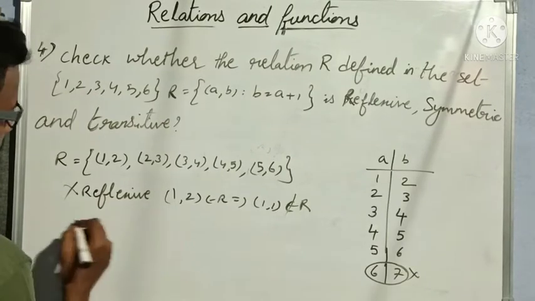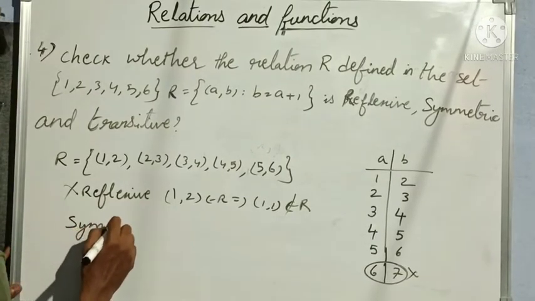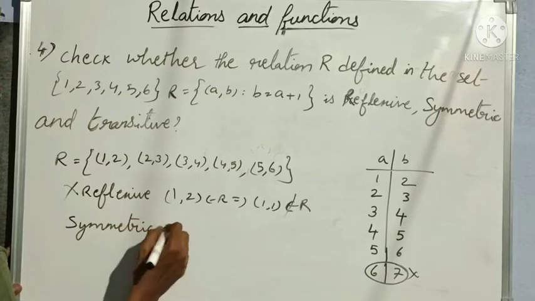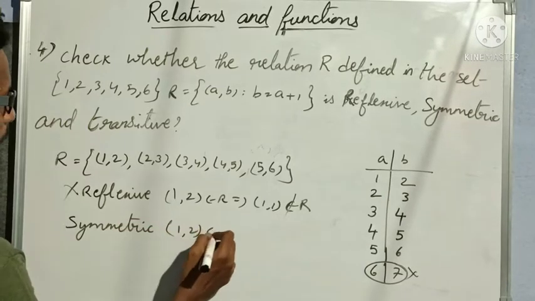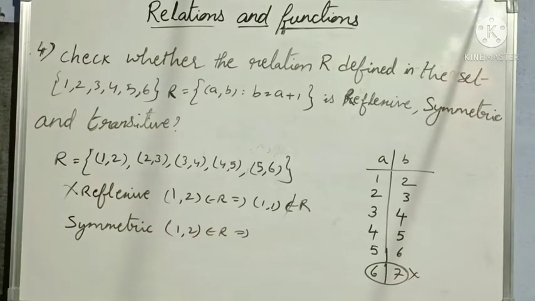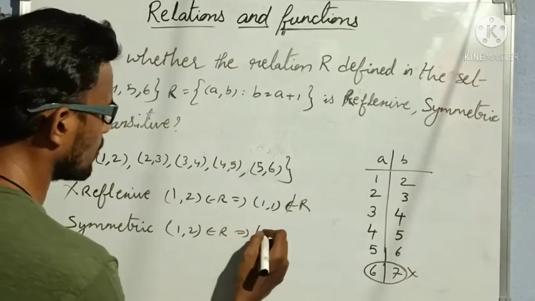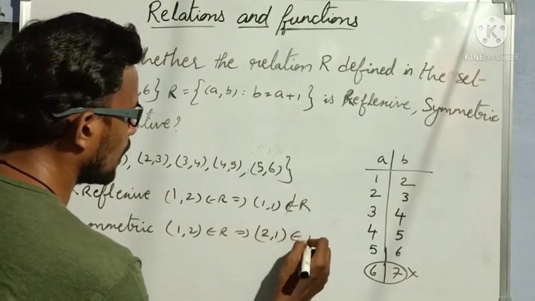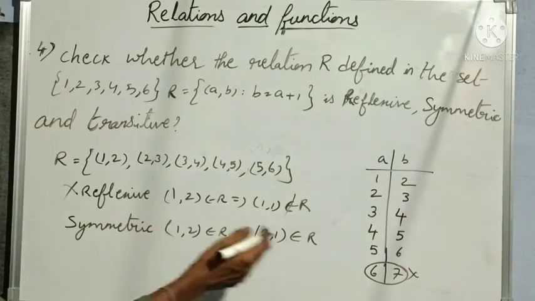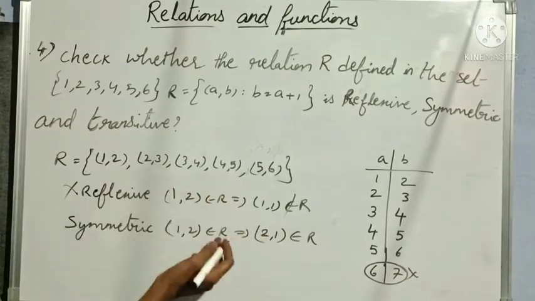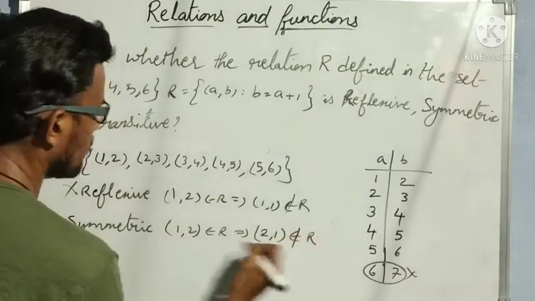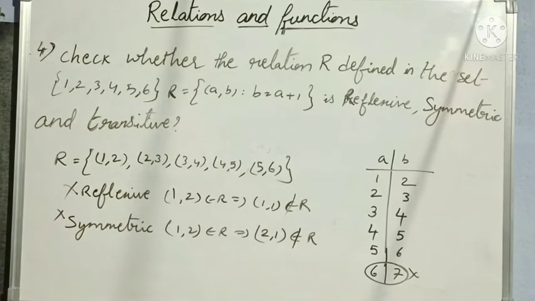Next, second one, symmetric. Symmetric means 1 comma 2 belongs to R. This implies the reverse of this, that is 2 comma 1, also should belong to R. Is there any element 2 comma 1 like this in this relation? No, does not belong to. So symmetric also is not satisfied.